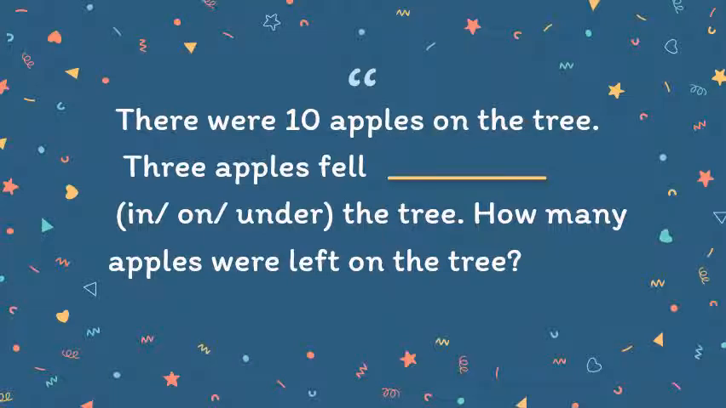Could you guess the answer? What do you think comes in the blank? Correct. 3 apples fell under the tree. And how many were left on the tree? Could you calculate? 10 minus 3? Right, it is 7 apples. Good work.